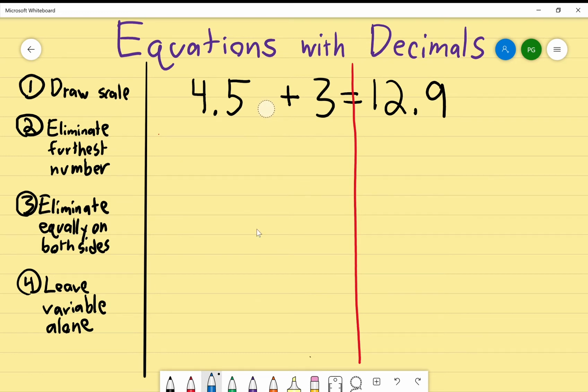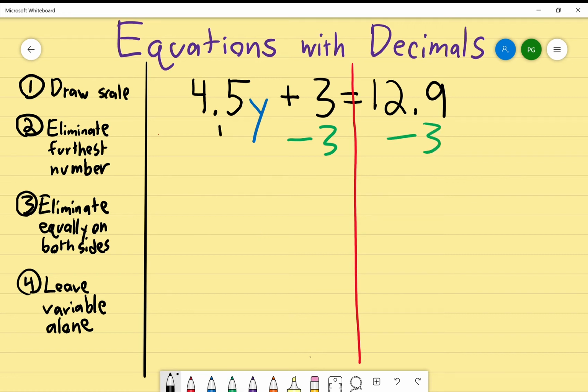Well, let's replace the variable with a colored version so I can make sense of everything. Tell me, what number is furthest away from the variable, from the y? Is it the 4.5 or the 3? That's right, it's the 3. So let's get rid of the 3 by doing its opposite. The opposite of plus 3 is minus 3. And remember, I eliminate equally on both sides.